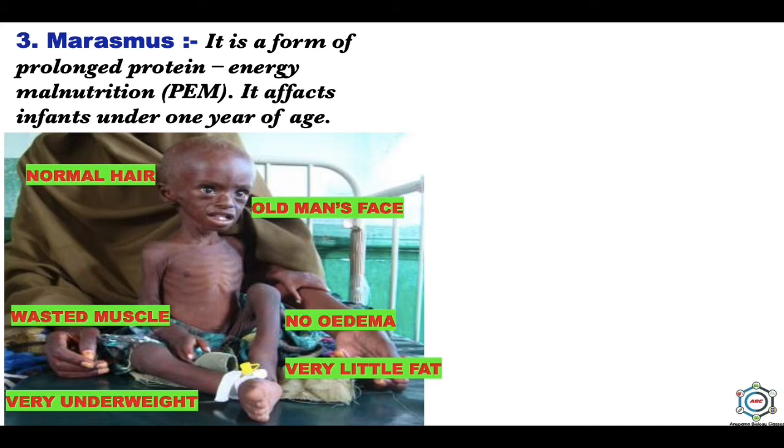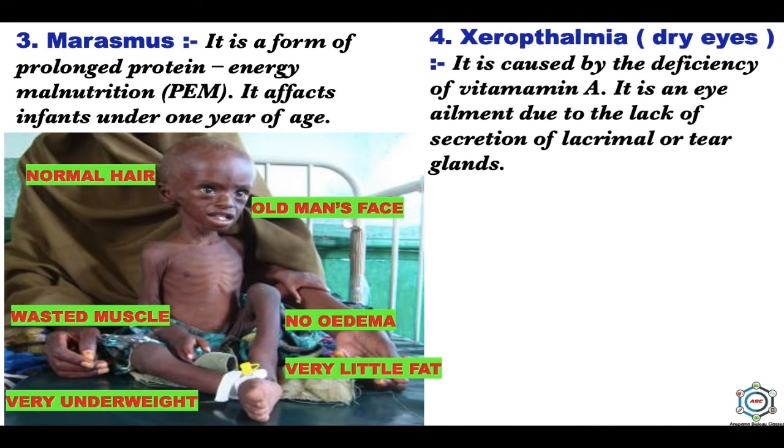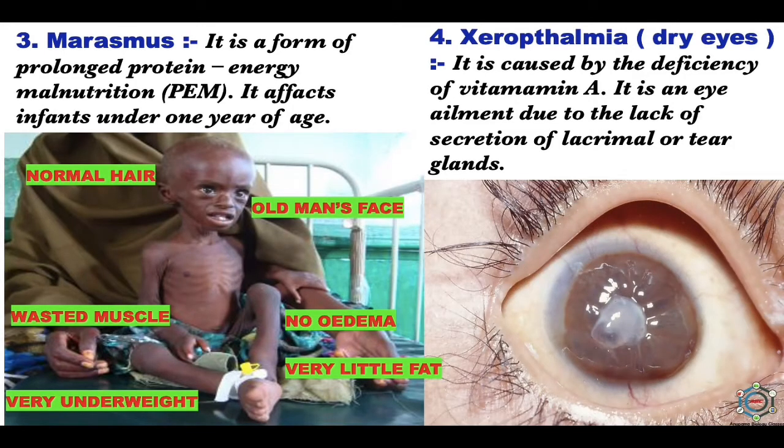After this, xerophthalmia, that is dry eyes, which is caused by the deficiency of vitamin A. It is an eye ailment due to the lack of secretion of the lacrimal or tear glands. In the picture you can see xerophthalmia. Because of this, bacterial growth, thickening, keratinization and ulceration of the cornea, and even blindness, can occur.